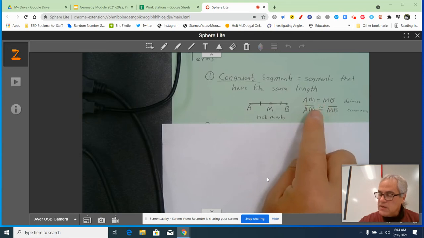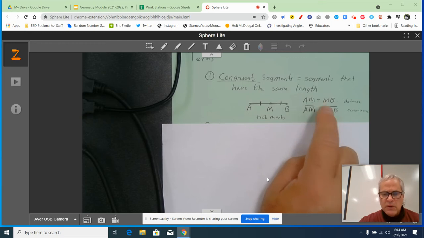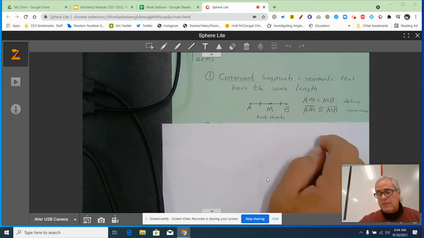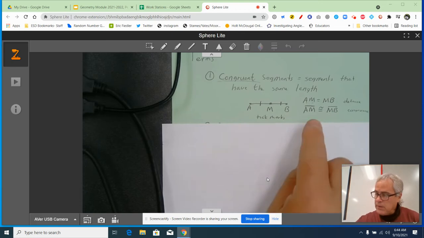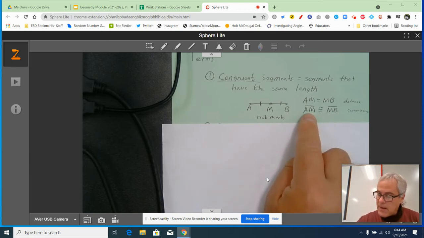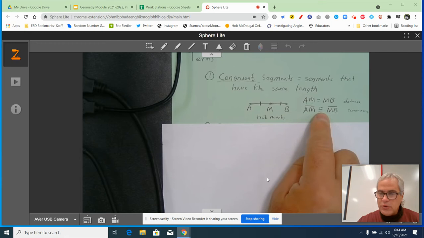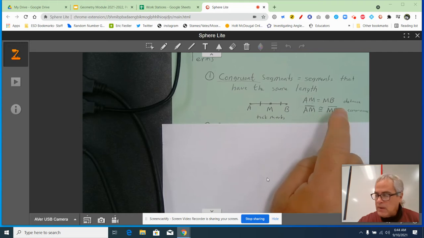Now, this definition says if they're the same length, then you can write a congruency statement. So these two statements are similar, and they mean the same thing, but they have different notation. This says segment AM, remember that's the segment symbol, and there's your congruency symbol. You put an equal sign with a little squiggly above it. Segment AM is congruent to segment MB. They are interchangeable, but in our geometry, when we talk about things being congruent, we'll use this one. Remember, congruency goes with segments, equal sign goes with distances.